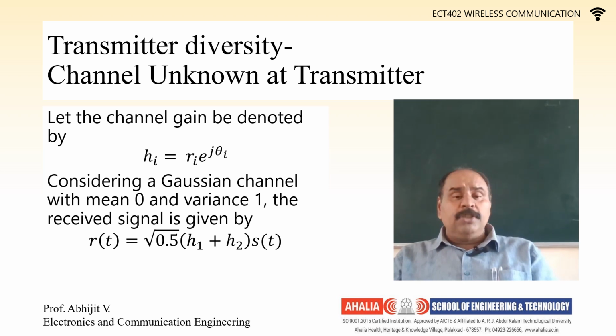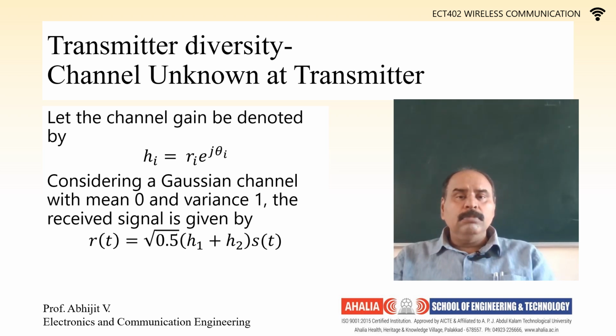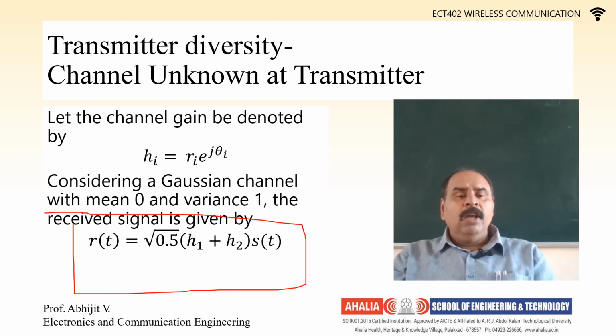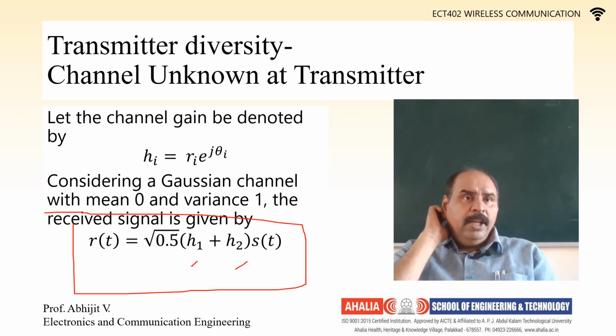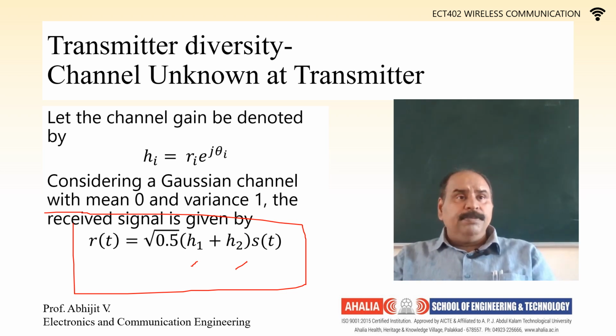Now let us consider a Gaussian channel with mean 0 and variance 1. In that case, the received signal R of t is equal to root of 0.5 times (H1 plus H2) S of t, because we are dividing the energy into two equal halves. S of t is the input signal.